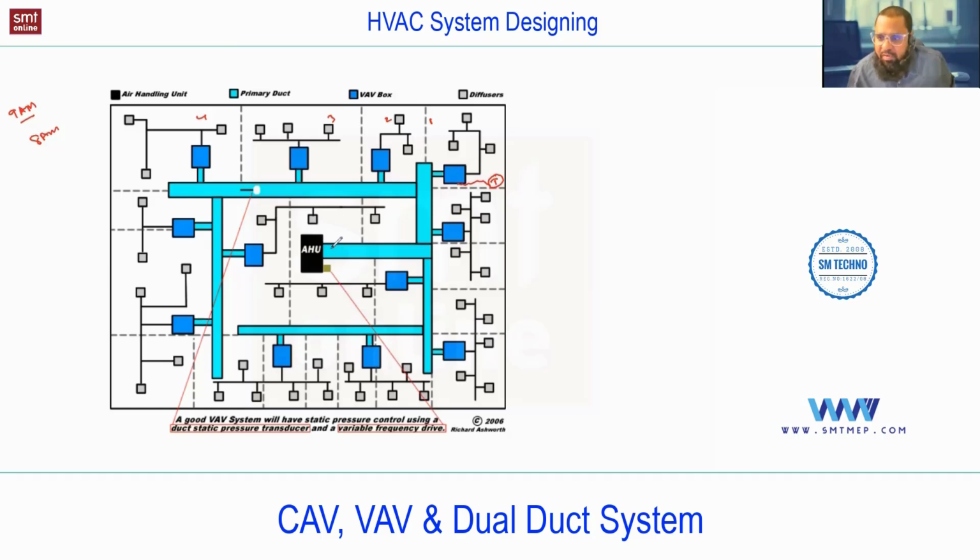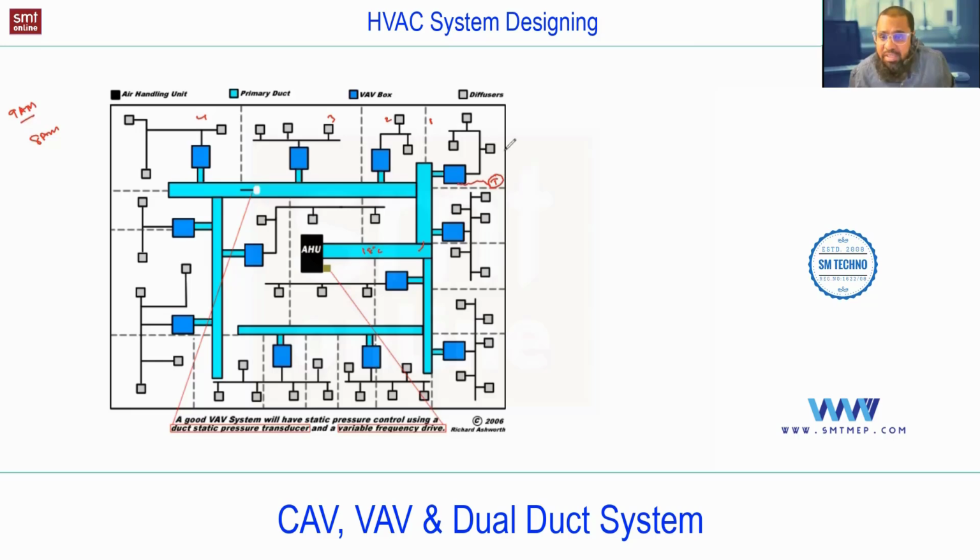The AHU will start with the minimum speed to supply the air only to this VAV, because this VAV is on. This VAV will open and give the signal with the control system to the AHU, and the AHU will start with limited speed to maintain the required CFM for this area. At what temperature? Say 18 degrees centigrade, because VAV is a variable air volume, constant temperature system, na? So temperature of air is constant, say 18 degrees.